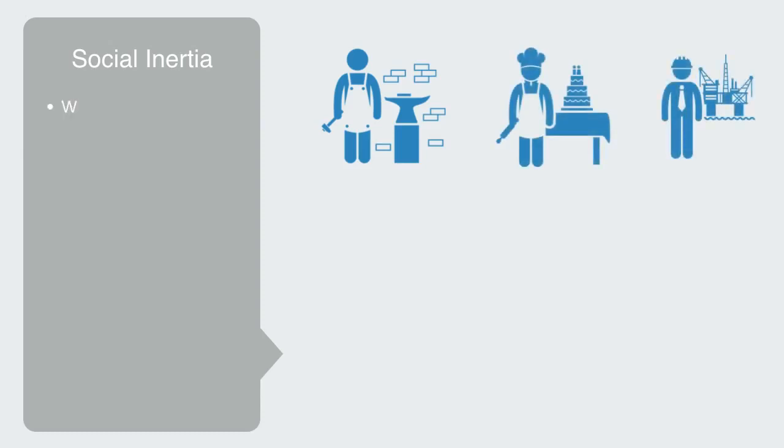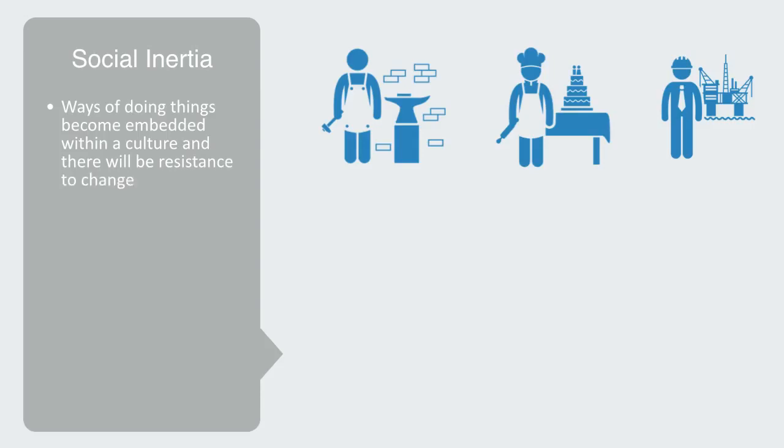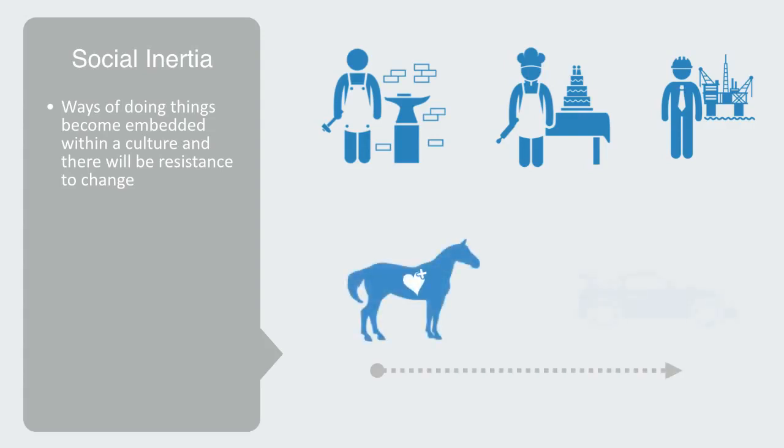This inertia of the lock-in effect is not just a technical phenomenon, but also a socio-cultural phenomenon. Ways of doing things become embedded within a culture and there will be resistance to change. In the 19th century, horses mattered. Today, no one really cares about horses, but instead cars matter and have significance to people today. Advertising companies create stories about them and they become part of our culture and way of doing life.